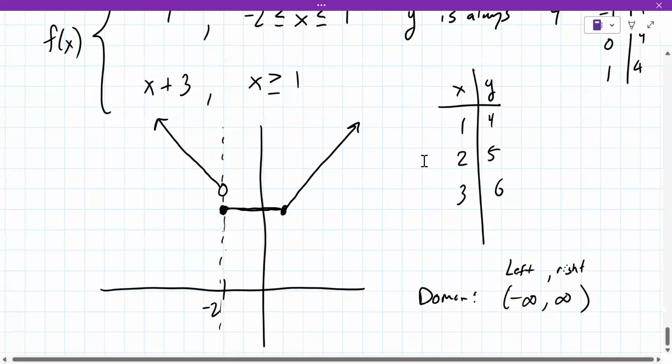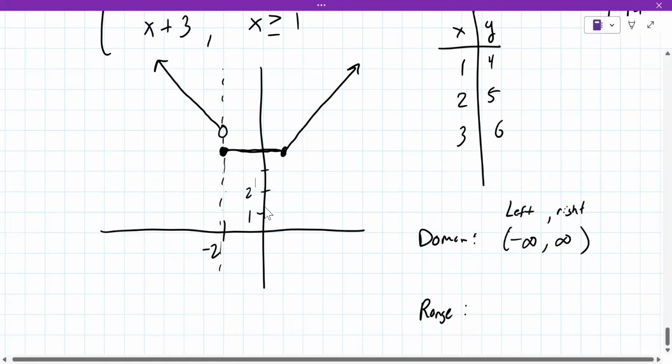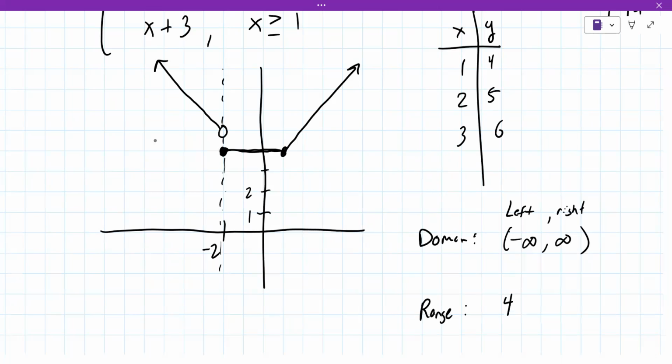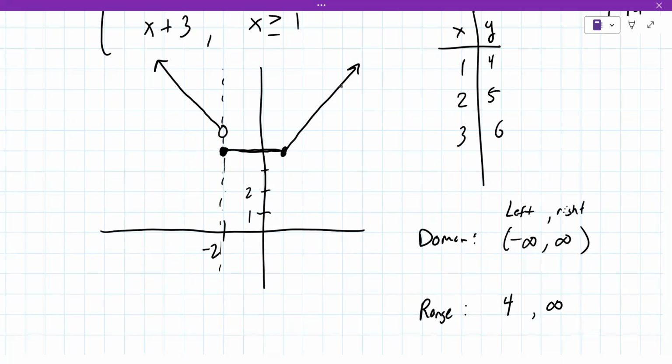All right, and range here. So what's the smallest y value that you see? These go up by ones there. The smallest. There's nothing at 1. 4. So it starts at 4. And then how far up does it go in each direction? It just keeps going. Yes, so that's infinity.